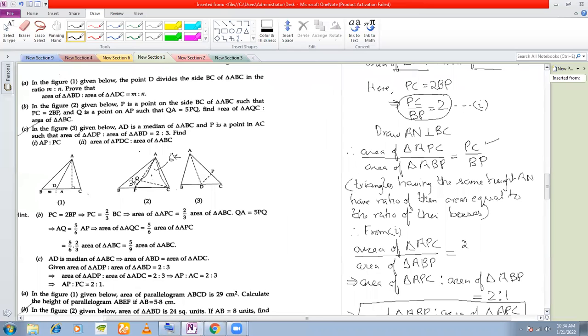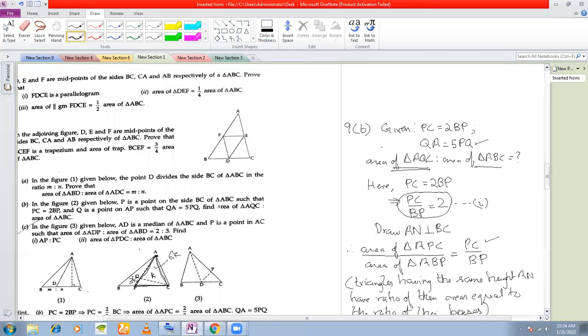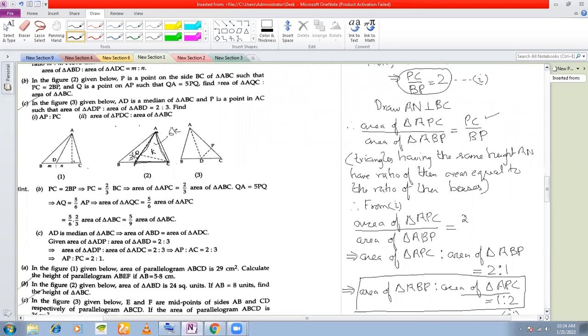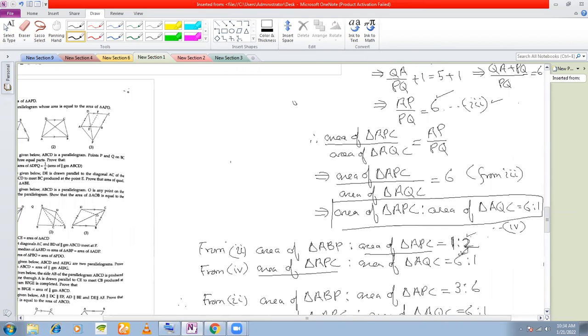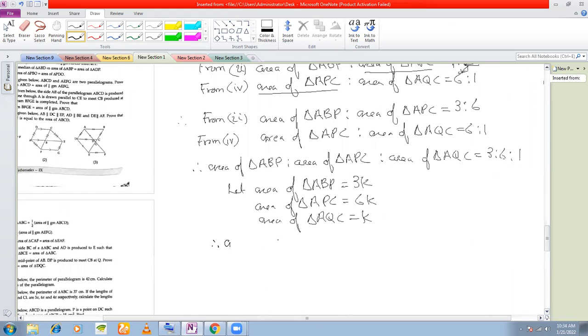And this entire area is 6K, right? What ratio do we have to find? We have to find AQC. AQC we know, the area is K. And triangle ABC, what is the area of triangle ABC? This entire area, 3K plus 6K only, right? Because this entire area is 6K, and this area is 3K. So therefore, this entire area is 9K, isn't it? So we write, therefore, area of triangle ABC is equal to 3K plus 6K, which is equal to 9K.